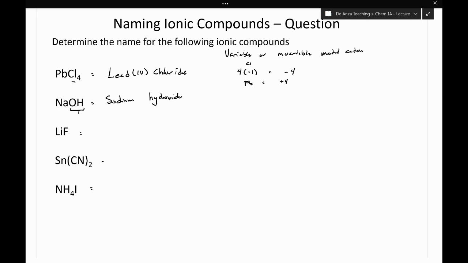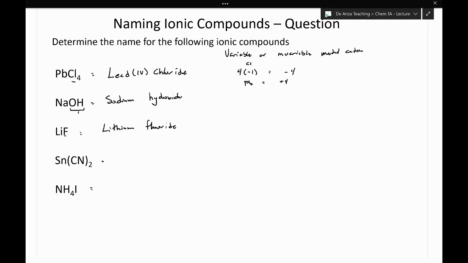So we don't have to do any dropping of base name to named name because all the polyatomics already take into account this naming scheme. Our next one, our metal is lithium, so we can just write down lithium. We see that our nonmetal is F, which is fluorine, and so we can write down the base name of fluorine, which is FLUOR. And then we add IDE to make lithium fluoride.